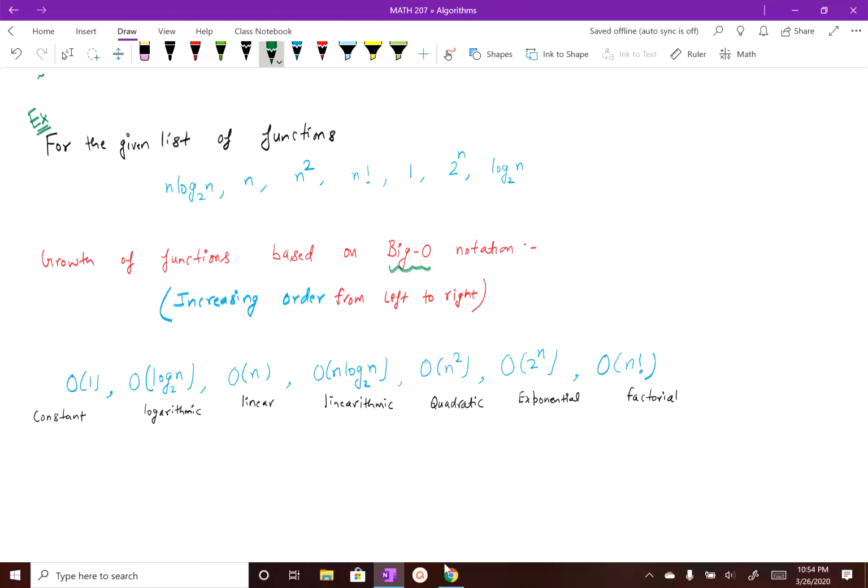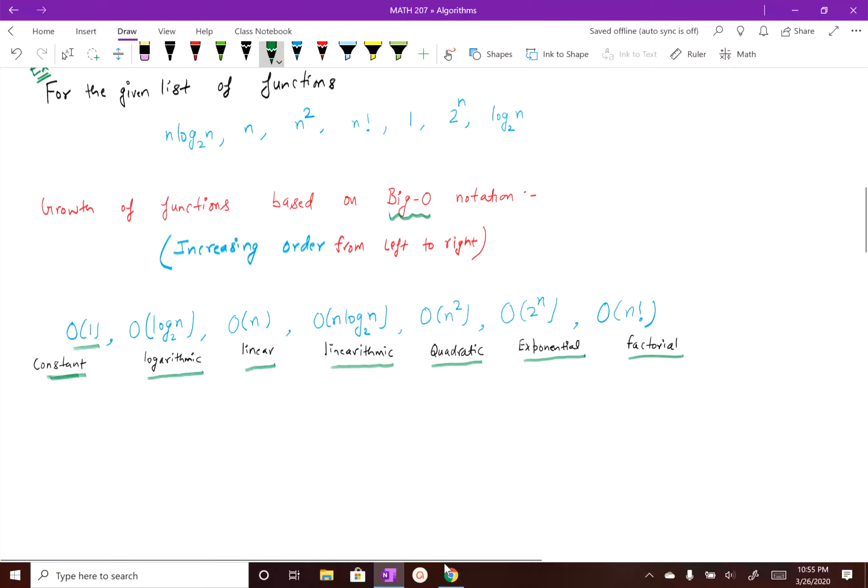By using this big O notation definition, these functions can be put in increasing order based on their growth. The first function will be the constant, which is big O of 1. Then we have the logarithmic, which is big O of log n. Then the linear function, big O of n. Then the linearithmic function, which is big O of n log n. Then a quadratic function, big O of n square. Then the exponential function, big O of 2 to the power n, and the factorial will be last, big O of n factorial.